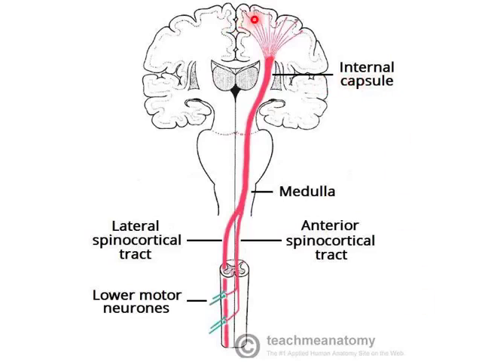Another picture: the fibers coming from the motor cortex, converging through the internal capsule, passing through the brainstem. 90% form the lateral corticospinal, 10% forms the anterior corticospinal that eventually crosses at the level of the spinal segment.